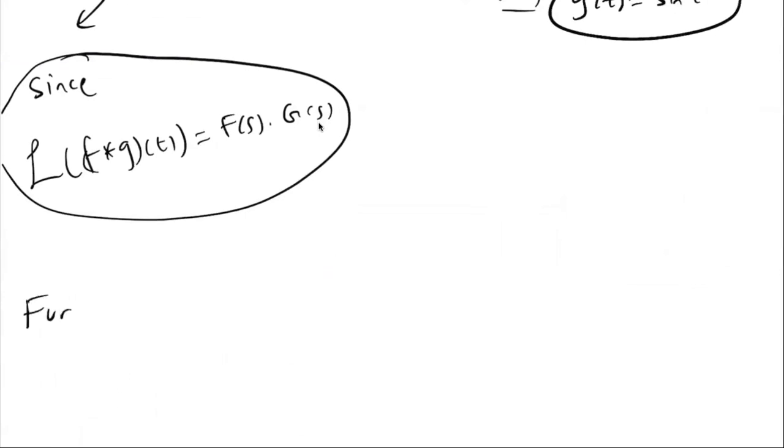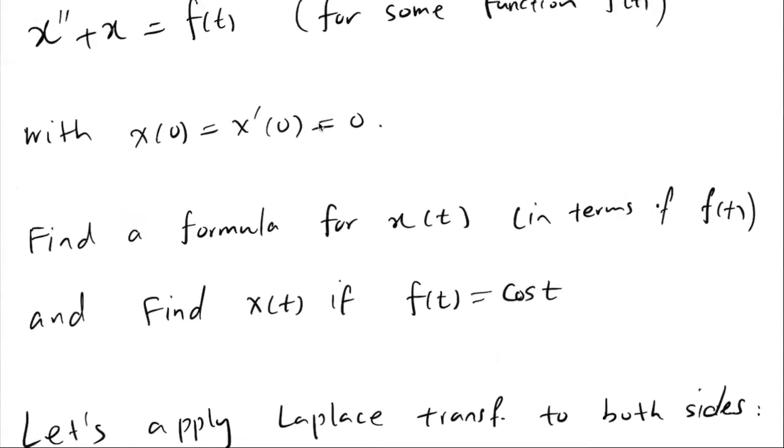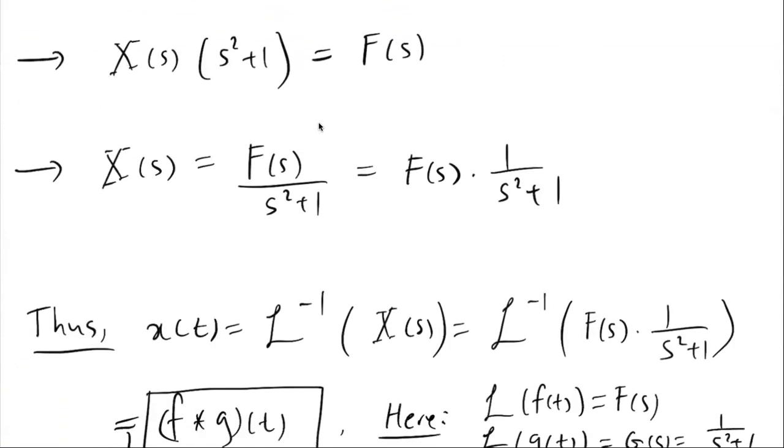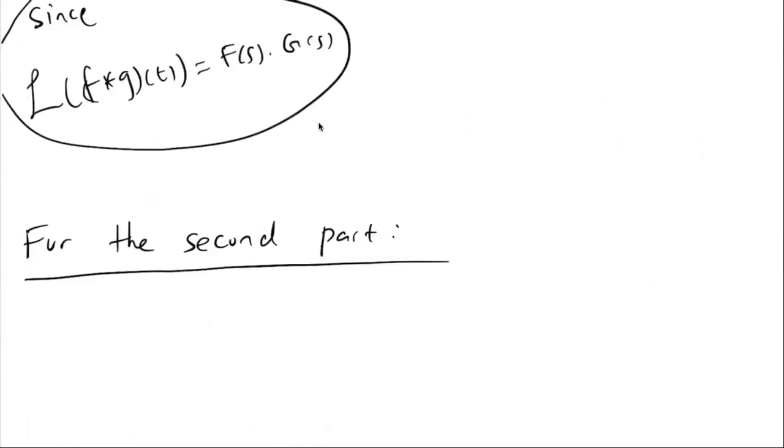So for the second part, it was saying to find x of t if f of t is cos t. Well, we know that x of t is f star g of t and g of t is sine t. If f of t is cos t, that means I just need to find the convolution of sine t and cos t, but we just did this in the previous example.